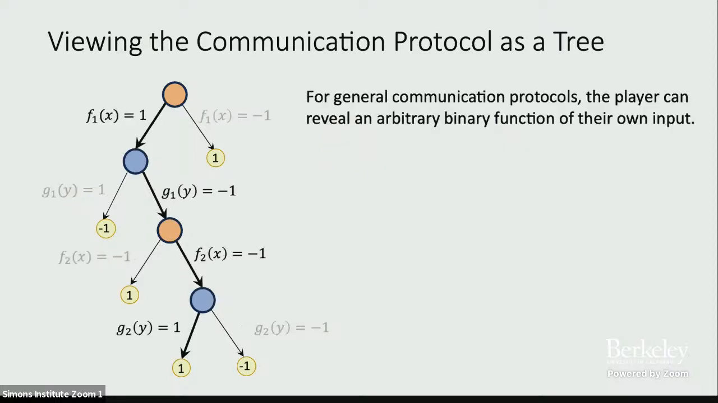In general, communication protocols can be much more complicated. At each point, Alice can reveal f of x, where f is an arbitrary function of x. Similarly, Bob can reveal an arbitrary function of his input. So this is the structure of general communication protocols.